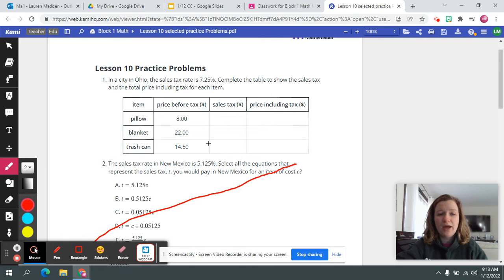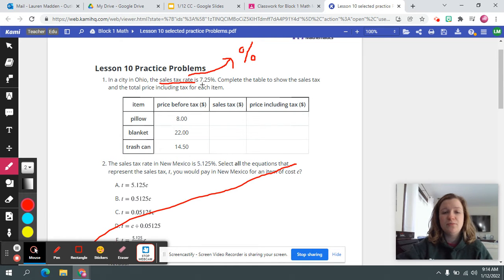So in a city in Ohio, the sales tax rate. This word rate hints that they're just giving you the percentage, just another way of saying the percentage, is 7.25%. Complete the table to show the sales tax and the total price, including tax, for each item. So remember, sales tax is a percent increase. So we're adding it to the total once we know what that sales tax number is. It says a pillow costs $8 before the tax, and I need to figure out what the sales tax is going to be.